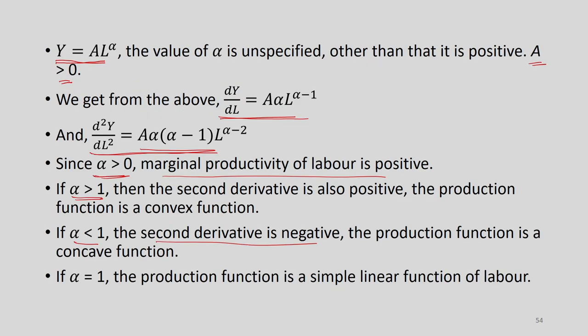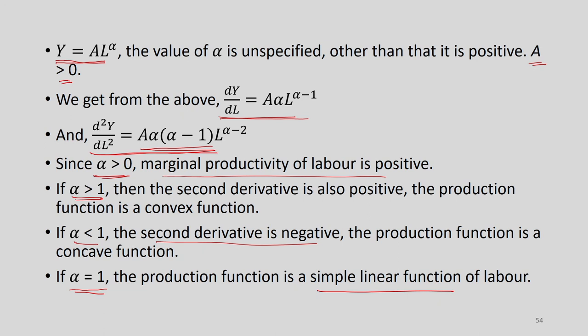Okay, the last case is alpha is neither greater than 1 nor less than 1. All right. That is the third possibility, which means alpha is just equal to 1. Now, if alpha is equal to 1, then again we can go back to the second derivative, it becomes actually 0. Second derivative is 0, first derivative is positive, which means the production function is a linear function, right? As the labor input rises, the output rises in a linear manner.